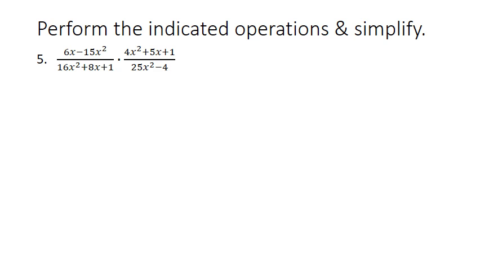All right, so we're going from simplifying, and now we're going to start doing operations. On number 5 is our first example of multiplying. You've got 6x minus 15x squared over 16x squared plus 8x plus 1, times 4x squared plus 5x plus 1 over 25x squared minus 4.